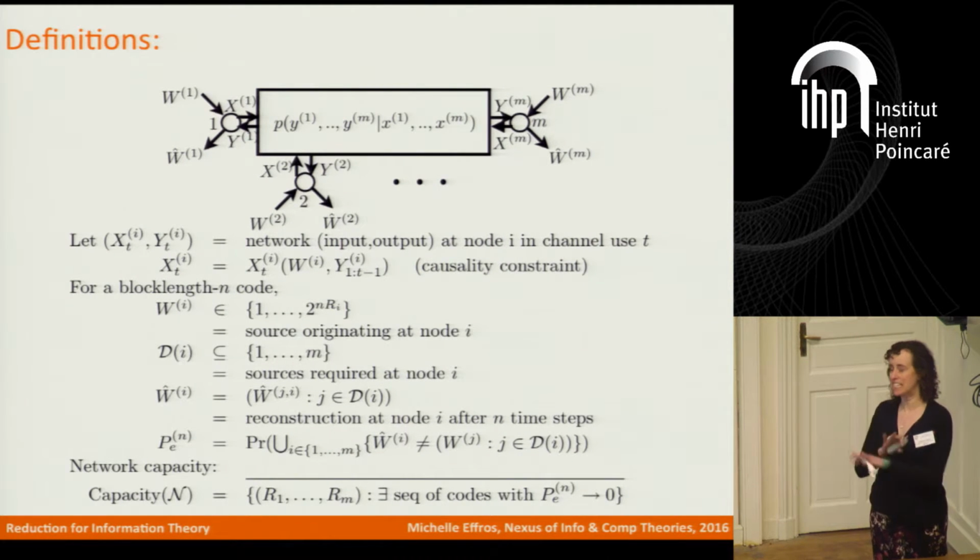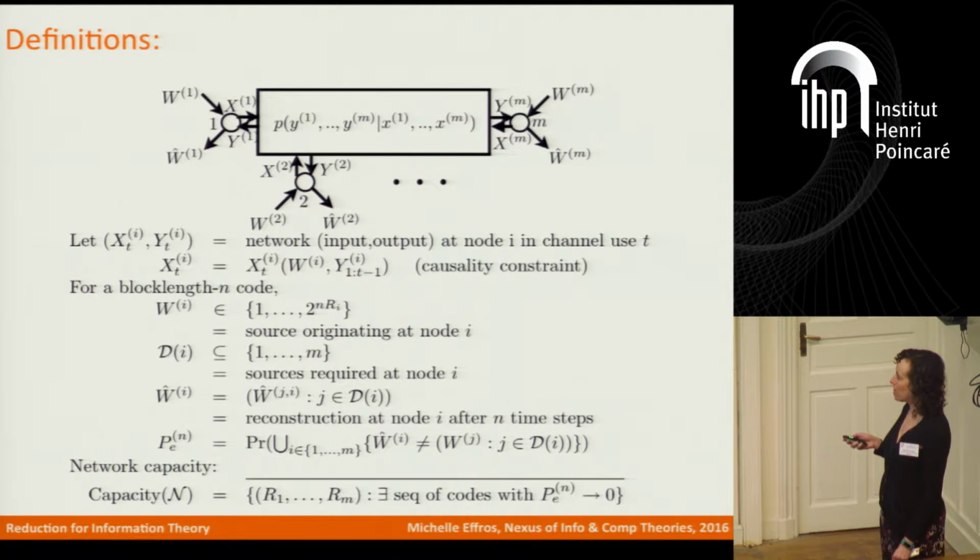So if anybody gets anything wrong over these n channel uses, the whole system counts as an error. Even if you were close or whatever it is, you get no credit for that. And that will be included in our probability of error. And then the network capacity will simply be the collection of rates R1 through Rm.